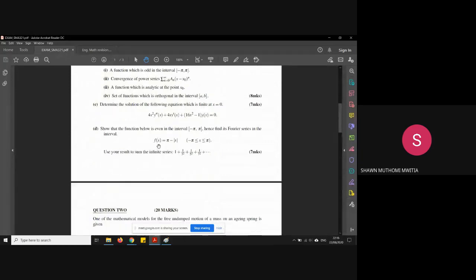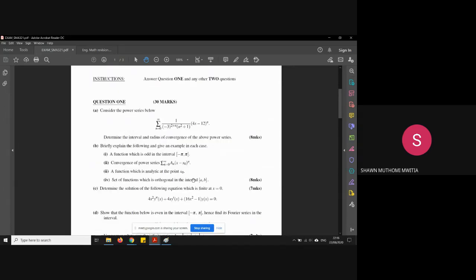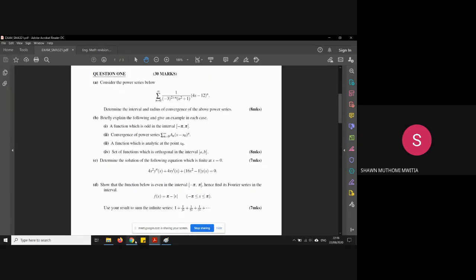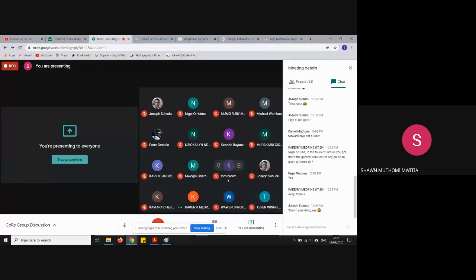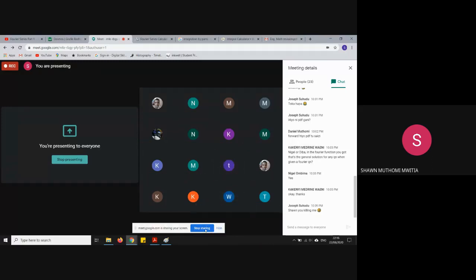Now D was the same Fourier series question that Fina, Madiba, and Nigel did. I got stuck at the integration part, but now that I've seen how they've done it, I'll try to do it again. Then I'll send that to the group together with my solutions for parts A to C. So yeah, and then any questions? Okay, I'm done.